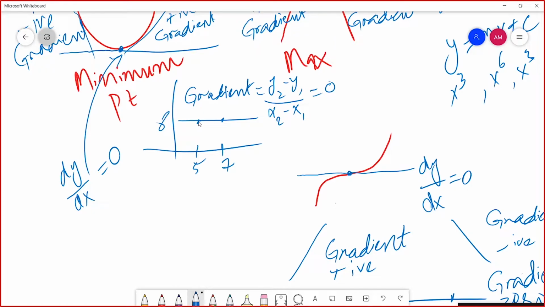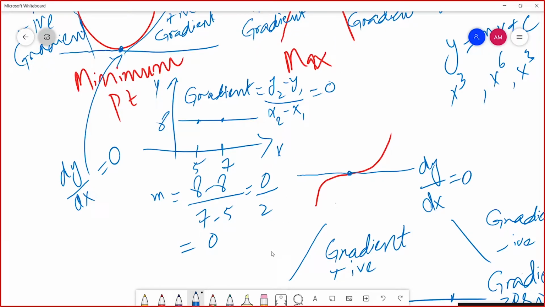No, no, y1 is 8, and x1 is 5, because this is the x-axis and this is the y-axis. So if I say gradient, or m, I am saying 8 minus 8 over 7 minus 5. This comes out to be 0 divided by 2. What is 0 divided by 2? 0. Therefore, for a horizontal line, the gradient is 0. And it means dy upon dx, because we know dy upon dx is the gradient, or the rate of change.